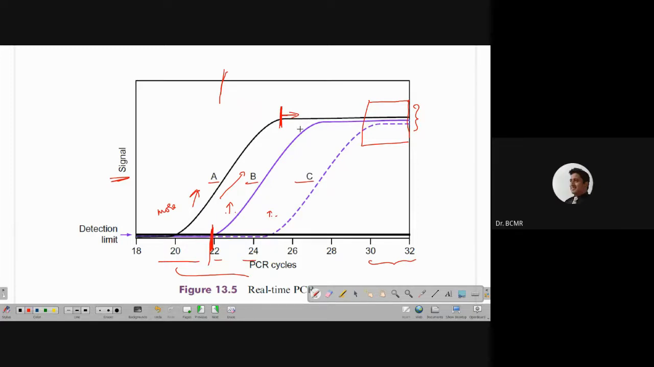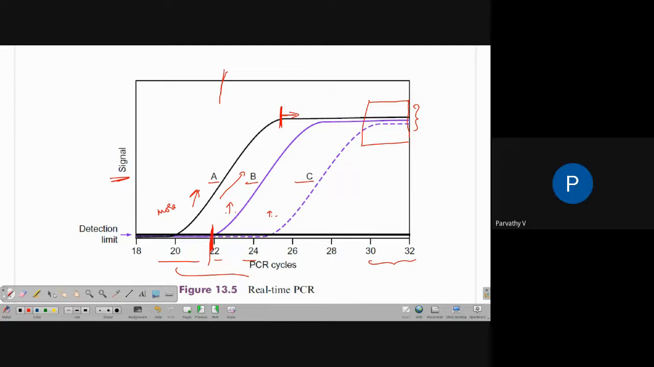Okay. But we can still interpret this using the number of cycles it has taken to reach the saturation, right? Yeah, that is called real-time PCR. There is a technique, we will learn about it, and then probably we'll get much more clarity on that. Okay, sure, sir.